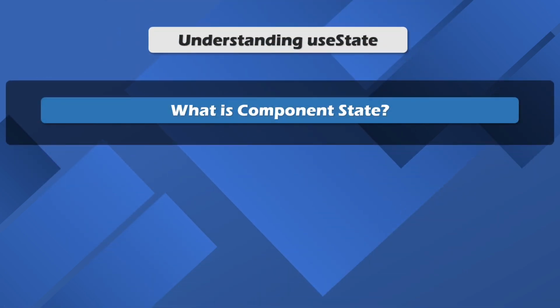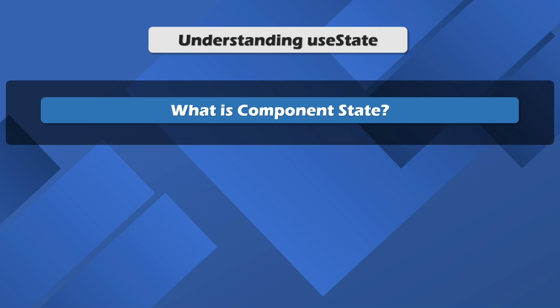So first, we need to understand what is a component state. The state of a component refers to the data that influences the component's rendering and behavior. Unlike some of the callbacks or props which are passed into a component from a parent, state is local to the component. State is usually mutable. That means it can change over time, either through user interactions or through some asynchronous calls.